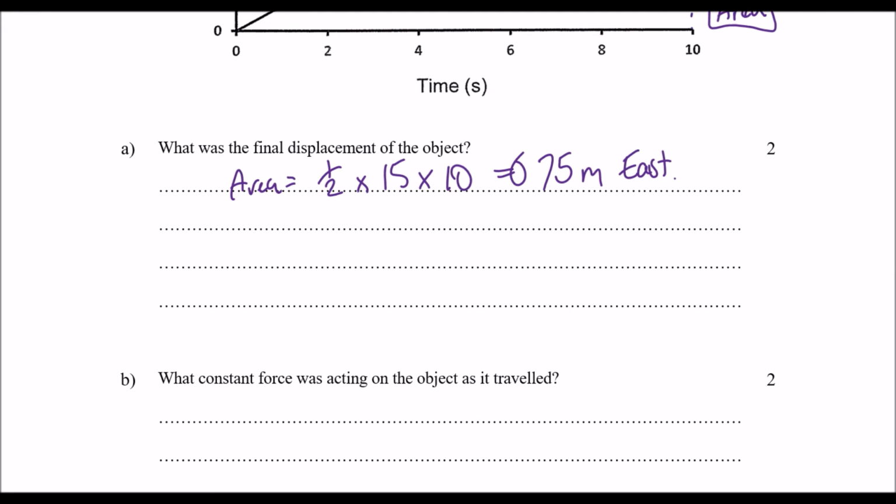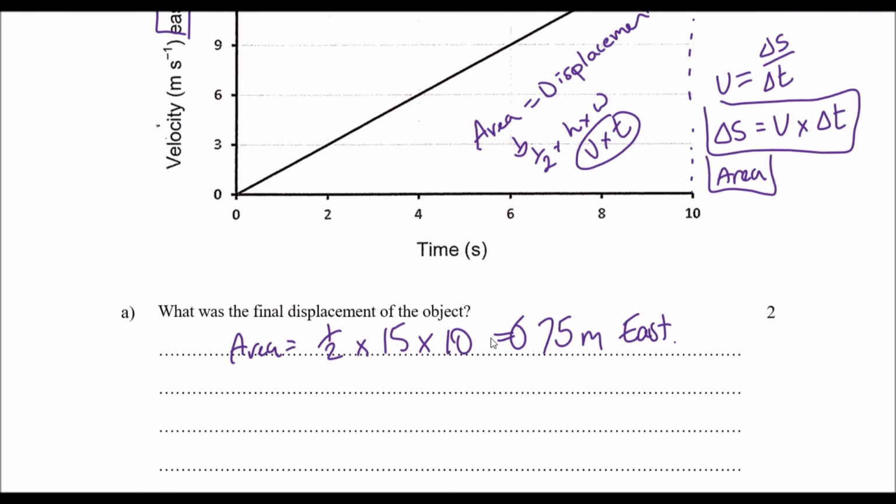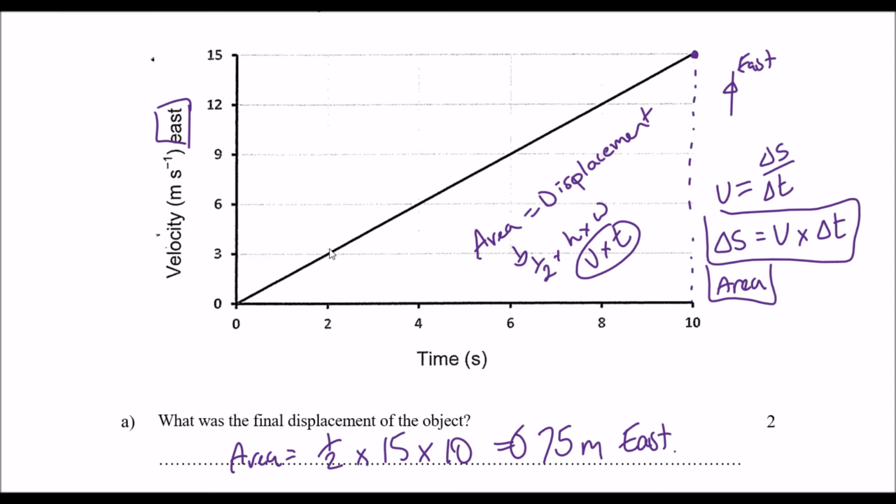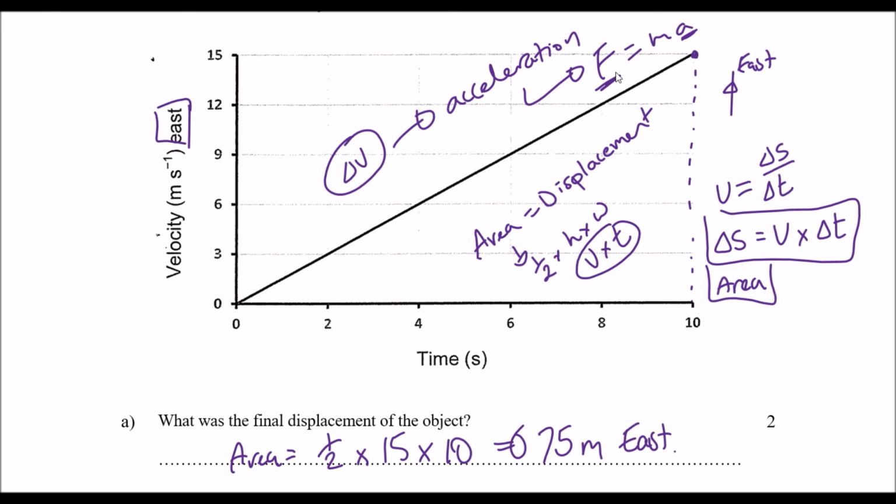The second question says, what constant force was acting on the object as it traveled? Now, why do we know it's a constant force? You can see here there is a change in velocity. So if there's a change in velocity, there must be some form of acceleration. If an object is accelerating, according to Newton's second law of motion, there must have been a net force applied in order for it to accelerate in that particular direction.